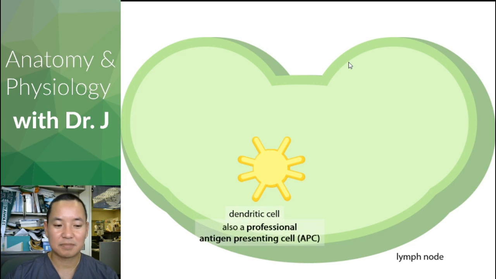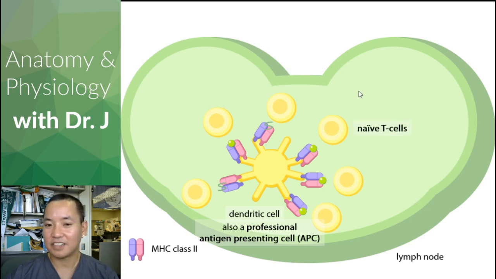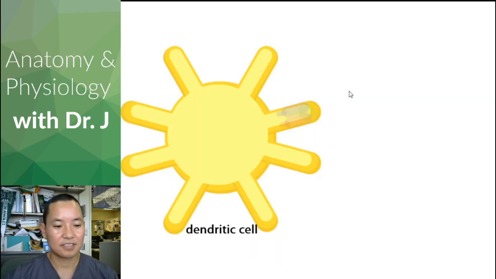So now they're going to display all these antigens they found from the site of the infection and this pathogen. They're going to display this pathogen's antigens out to the T cells and B cells. These naive T cells and B cells, if they recognize that antigen, again, not all of them are going to recognize it, but the ones that do, they're going to be activated.